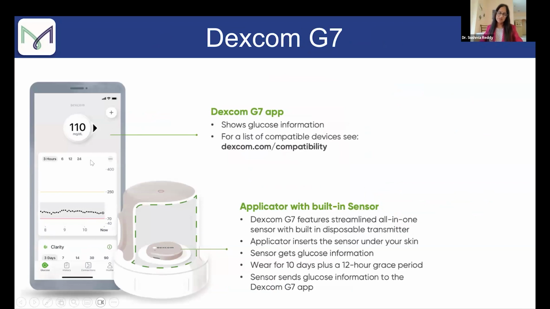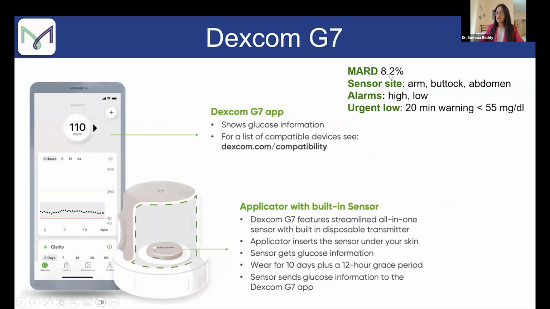You've got an app or something called a receiver if they don't have a smartphone. You've got the applicator with the sensor. The difference is the wear time is 10 days and the warm-up time is only 1 hour. Again, a good MARD, so it's accurate. You can set alarms and it could be worn on the buttock or abdomen as well. An extra feature it has is it can warn you 20 minutes ahead of time if you're going to be less than 55. So if I'm in a meeting and I'm going to drop low, I'll get a warning 20 minutes ahead of time.